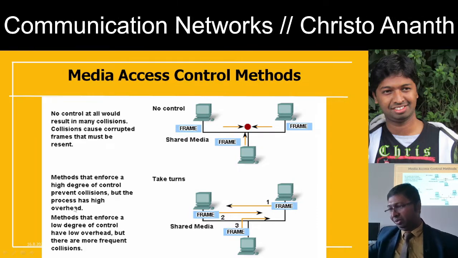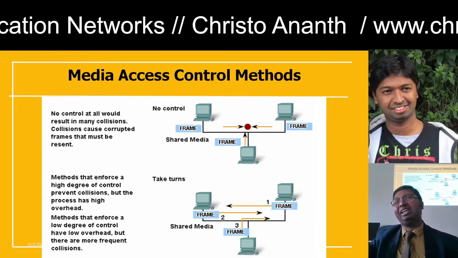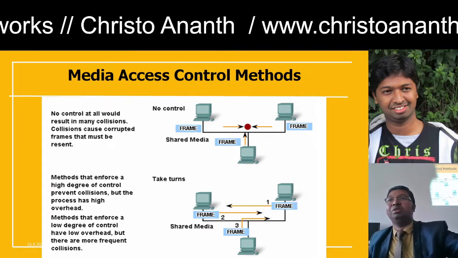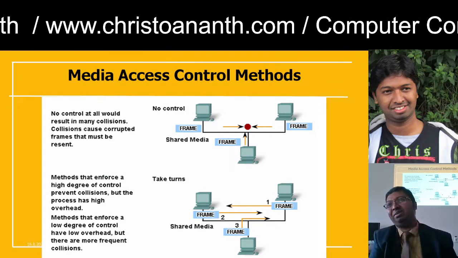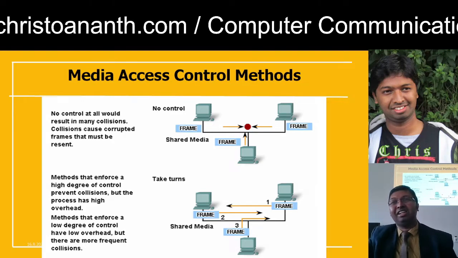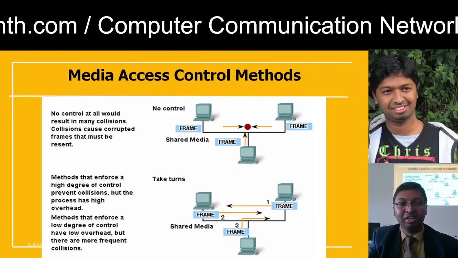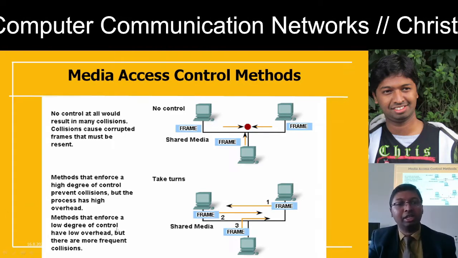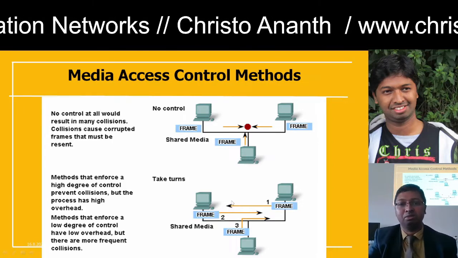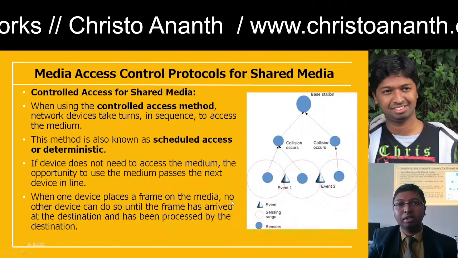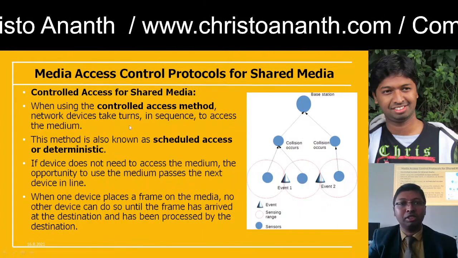which means that when the process runs again and again continuously, like this projector running, of course it has some overhead every time it runs. The generator is running, it has some overhead. So methods that enforce a lower degree of control have lower overhead, but there are more frequent collisions as well. So this is the media access control protocol for the shared media.